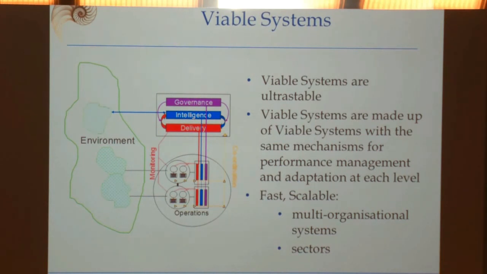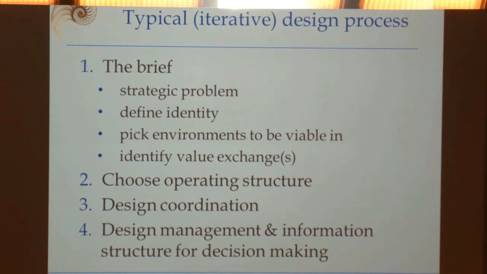Couple? Quick. Oh, sorry. So this is a typical design process for us. You start with why we're doing it, and there are different ways of tackling that. Then choose the operating structure, then look at coordination, and then the design for management information structure. But we iterate through that. So three will always influence two very, very heavily.